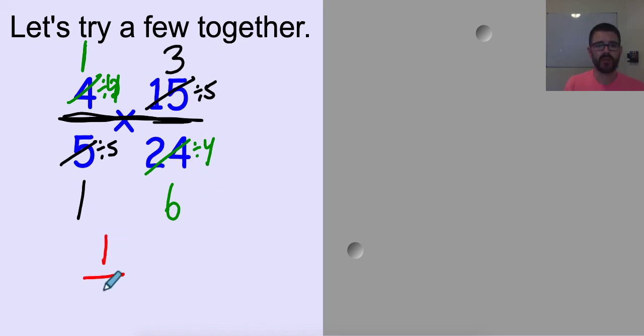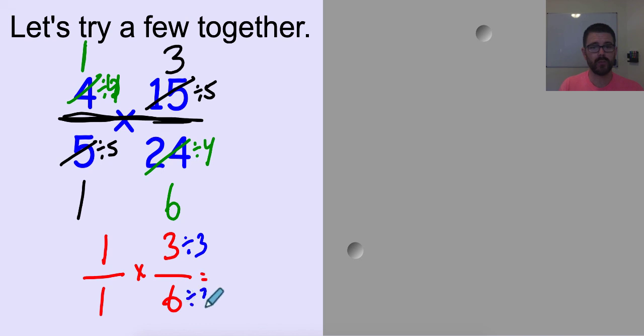But maybe that problem is getting complicated and hard to see. So don't be afraid to rewrite a clean version of the problem before you go and do some more dividing. So now I can see 3 and 6. They can each be divided by 3. 6 divided by 3 is 2. 3 divided by 3 is 1. Now I'm ready to go ahead and multiply.